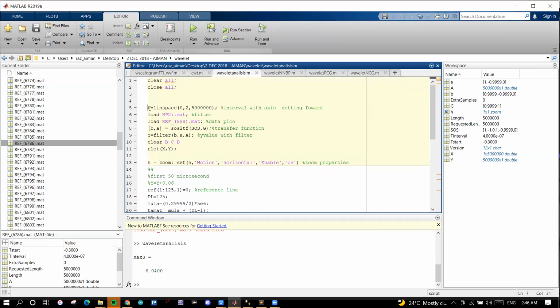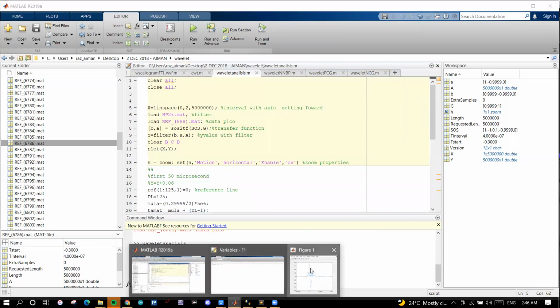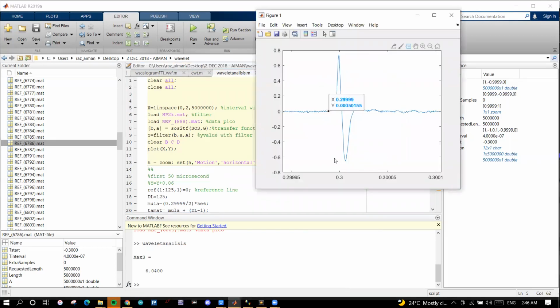Okay, so x is equal to linspace, which means that for a total duration of 0 until 2 seconds, there are 5 million intervals, so that it will be more precise and the analysis can be done precisely.